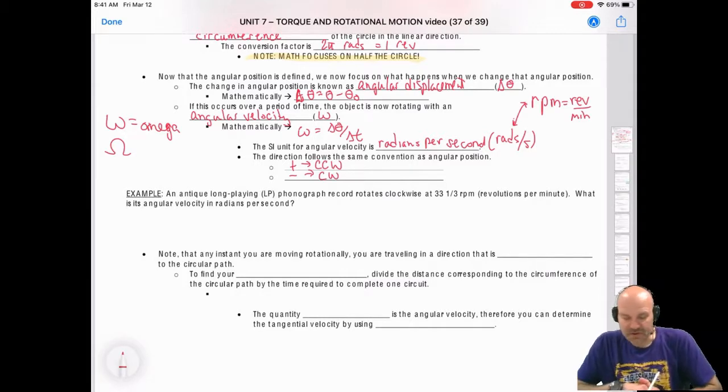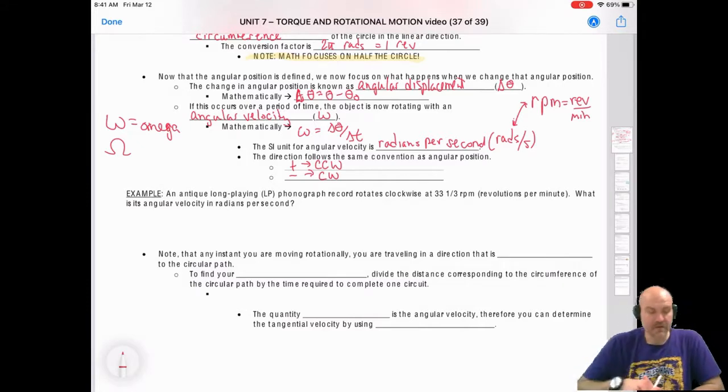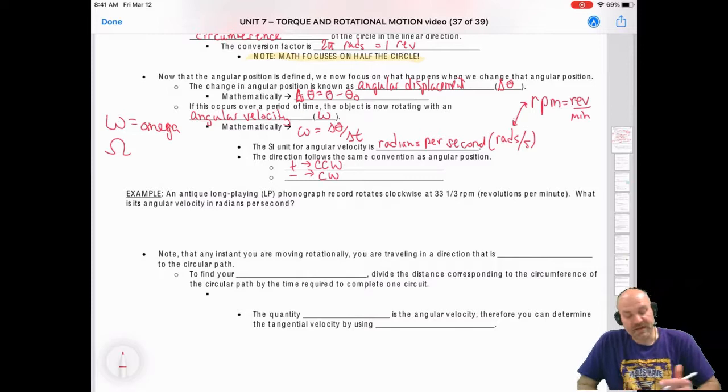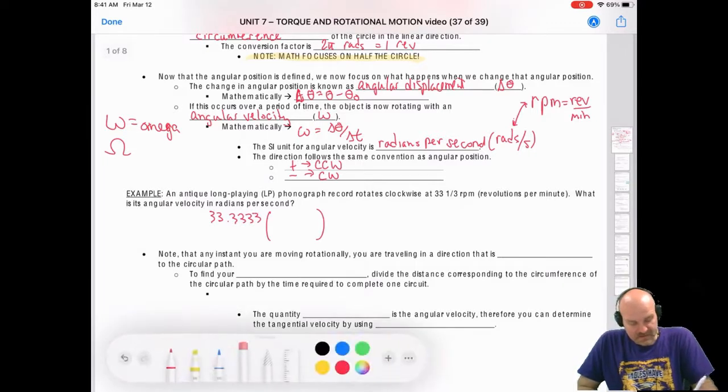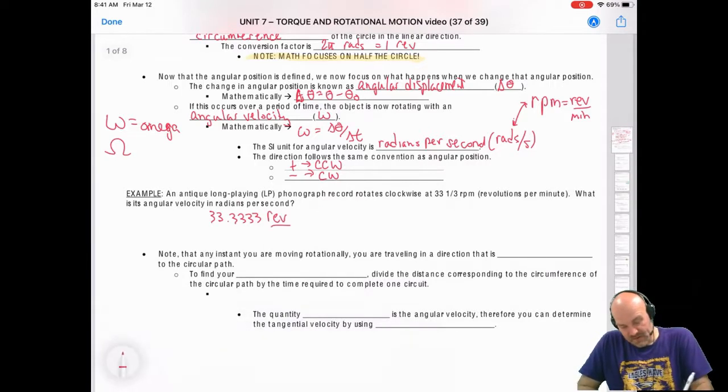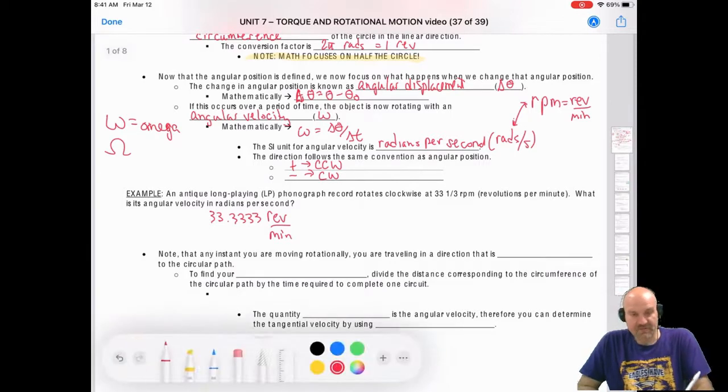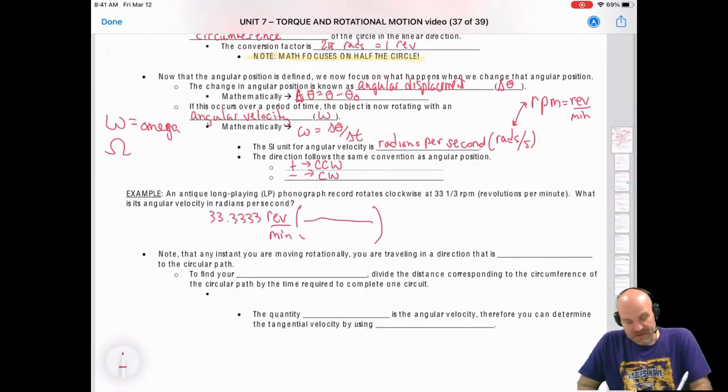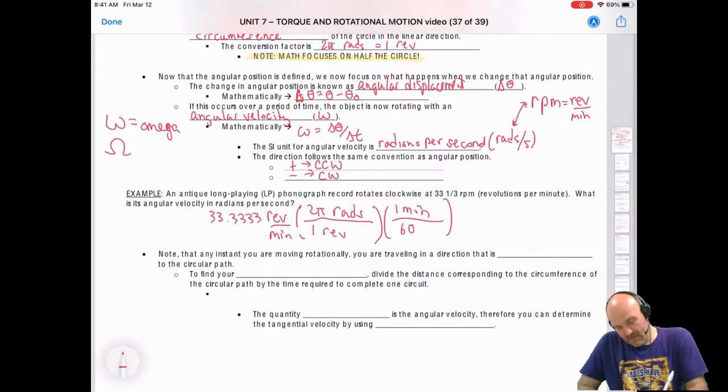So here's a simple example. We've got an antique long-playing phonograph record rotating at 33 and a third revolutions per minute. What is the angular velocity in radians per second? This is really just a conversion. So we're going to do 33.3333 revolutions per minute. These are the big records, because the little ones are 45, so they rotate at 45 revolutions per minute. So we're going to say 1 revolution is 2 pi radians, and 1 minute is 60 seconds.